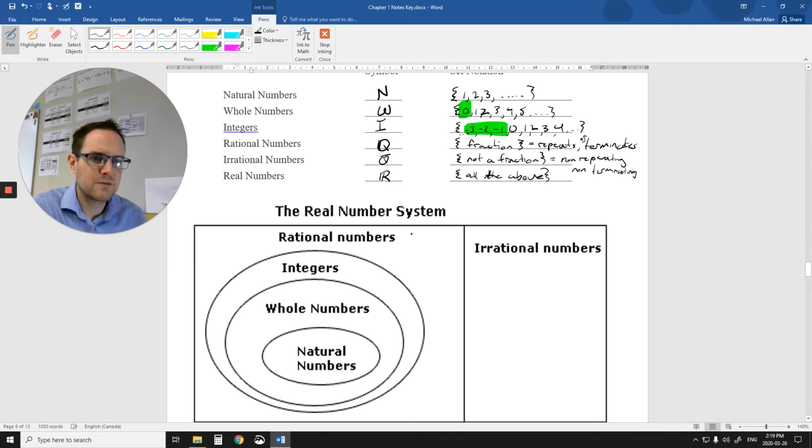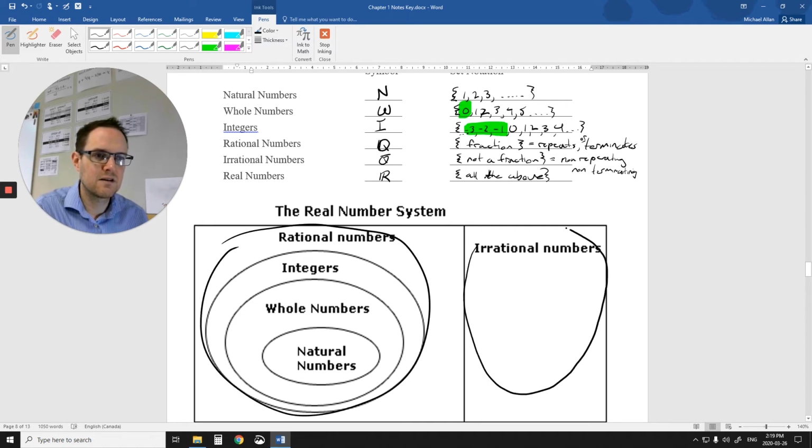We have the rational numbers, we have the irrational numbers, and you notice that they're not in the same circle. You'd almost draw a circle around rational numbers here, and draw a circle around irrational numbers. And you notice that these two circles don't intersect each other. They're disjoint. There's no numbers that overlap between the two. So if it's considered rational, it's not irrational. If it's irrational, it's not rational.